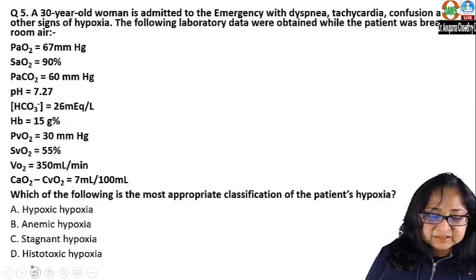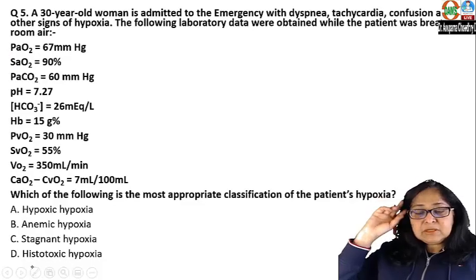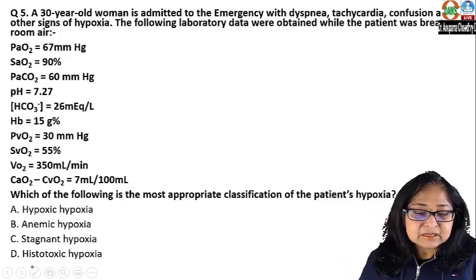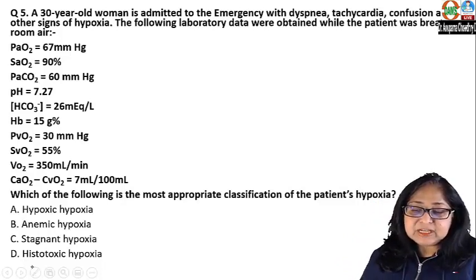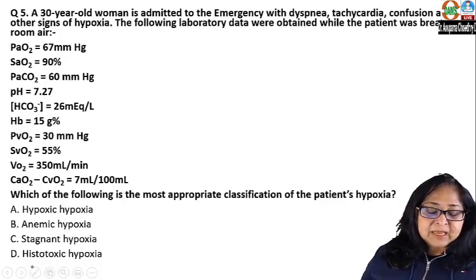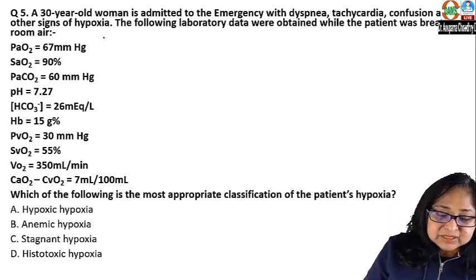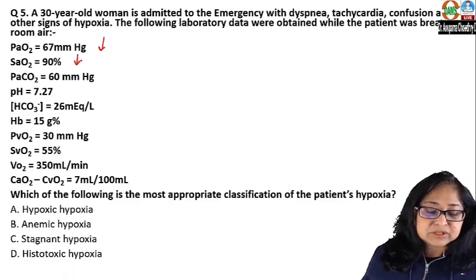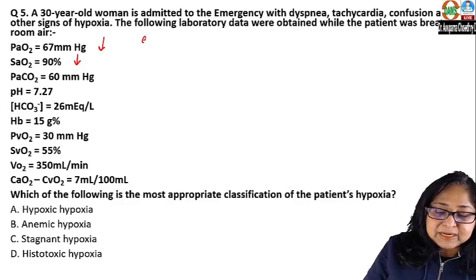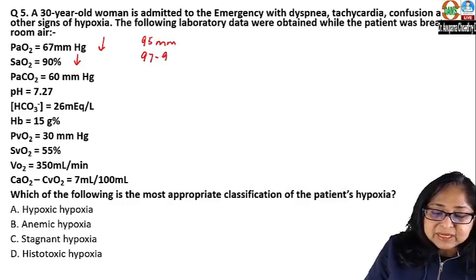Let's look at the next question. A 30-year-old woman is admitted to the emergency with dyspnea, tachycardia, confusion, and other signs of hypoxia. The following laboratory data were obtained when the patient was breathing room air. PaO2 is 67, which is definitely reduced. Saturation of hemoglobin is 90%, which is reduced. Normal PaO2 should be 95 millimeters of mercury. Normal saturation is 97 to 98%.